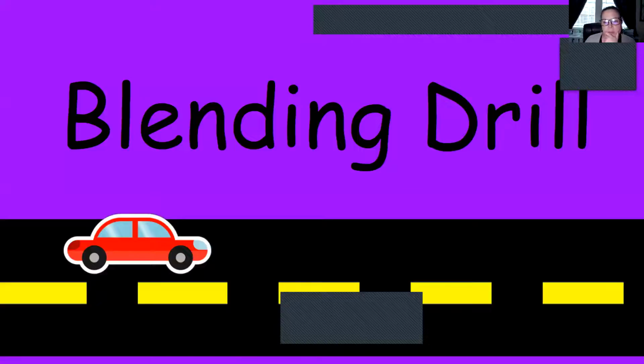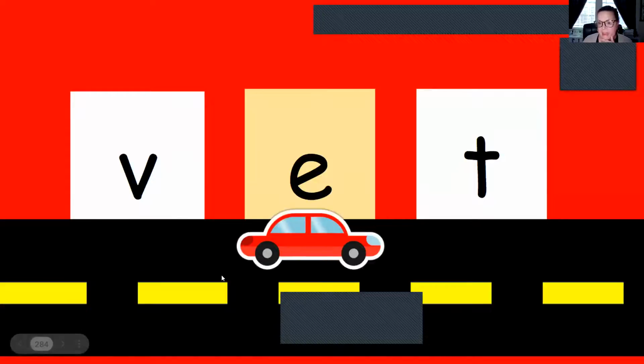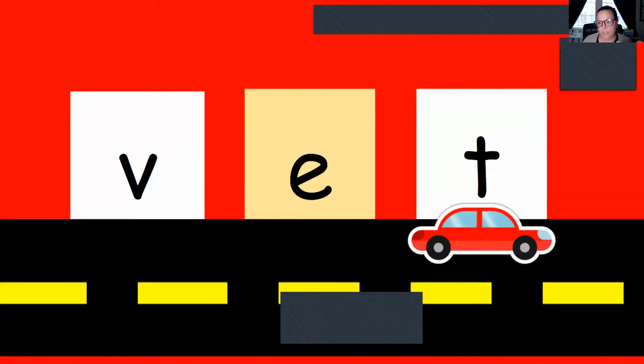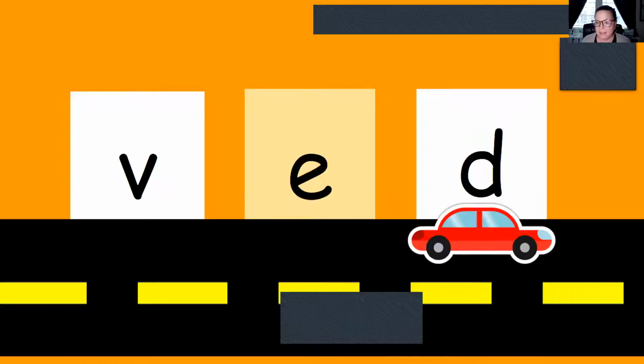Okay. So the blending drill here is so cool. They just, the car moves along. So they'll say the first sound, and then you say, blend it together, vet, right? And as they get more proficient at this, you can say to them, all right, beat the car, ready? Vet, and they'll beat the car, right? And you have control by just clicking your mouse. So you can slow it down or speed it up however you want.